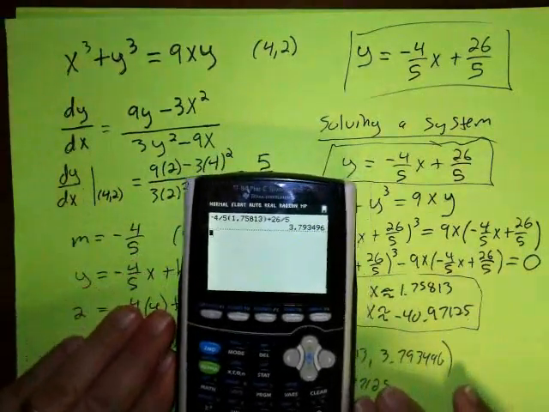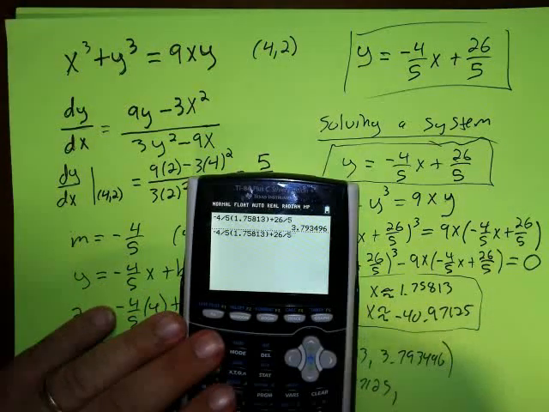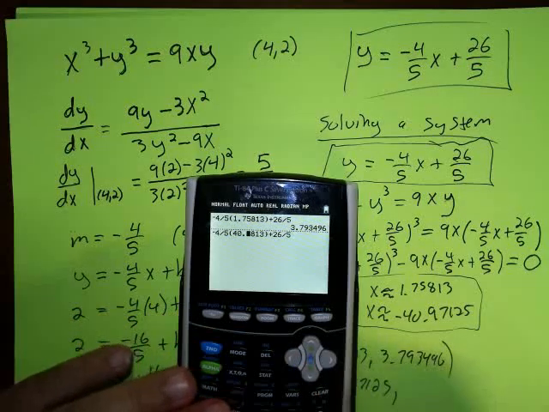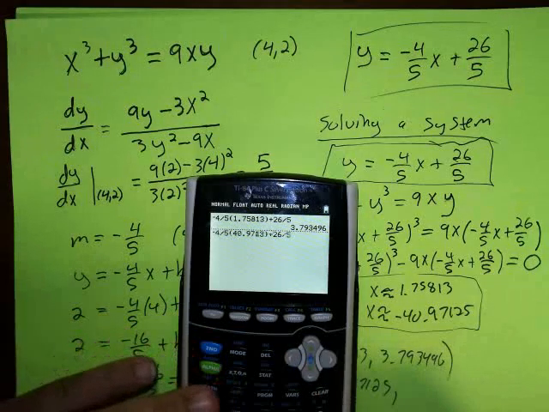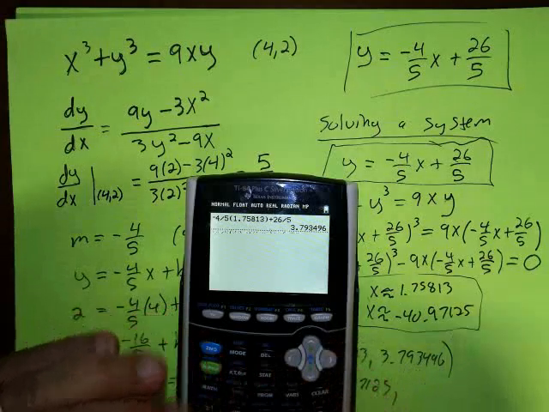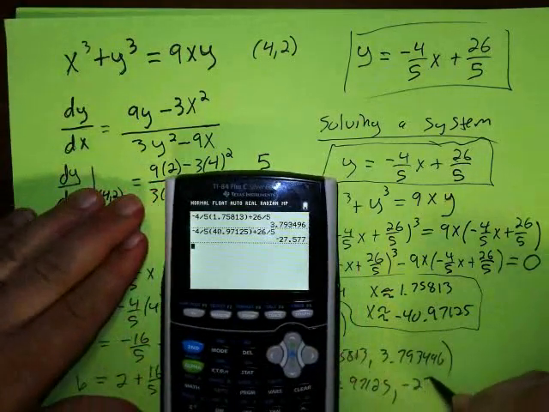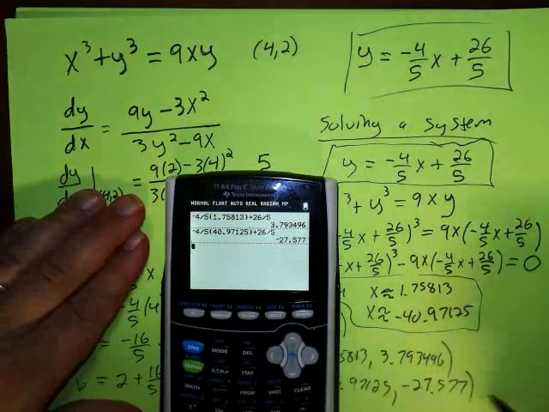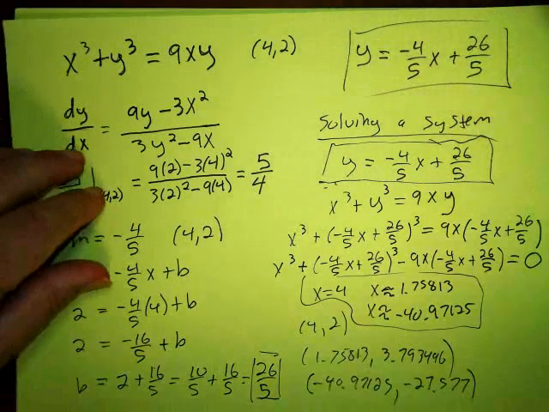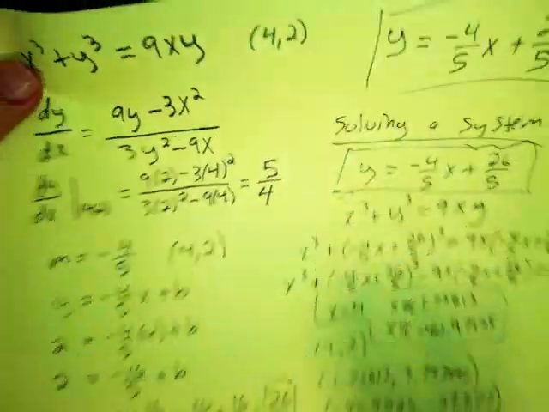And then the other one, the x coordinate is this, and let's find the y coordinate here. So it'll be like negative 40.97125, and it's like negative 27.577, something like that. So these are the other ordered pairs. Okay, so I really hope I'm zooming out there by clicking on that.